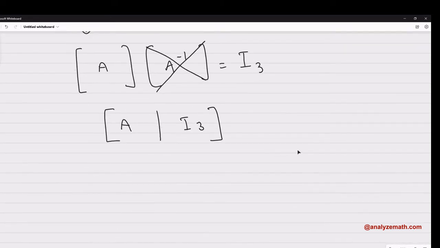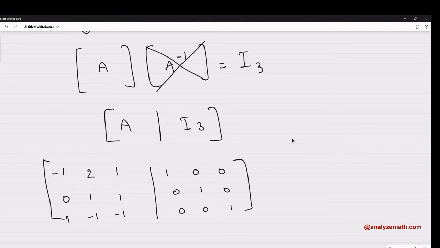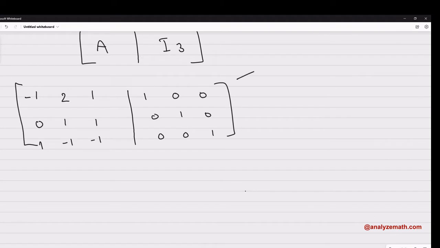So let's write this: A is -1 2 1, 0 1 1, and then 1 -1 -1. Now I3 is the identity matrix, 3 by 3. So this is the augmented matrix.